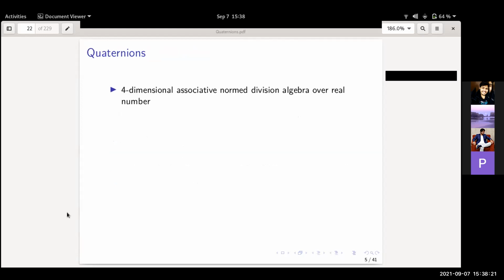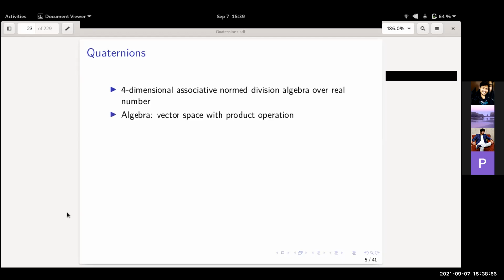Okay. So this is what the quaternions are. It is a four-dimensional space. It is associative. Associative basically means associative law holds. Normed: every number has a norm. So your complex numbers are normed, so you can compute the norm of a complex number. It is a division algebra, so every non-zero quaternion has an inverse. Algebra basically means you can multiply these numbers and add. So that is why it's called algebra over real numbers.